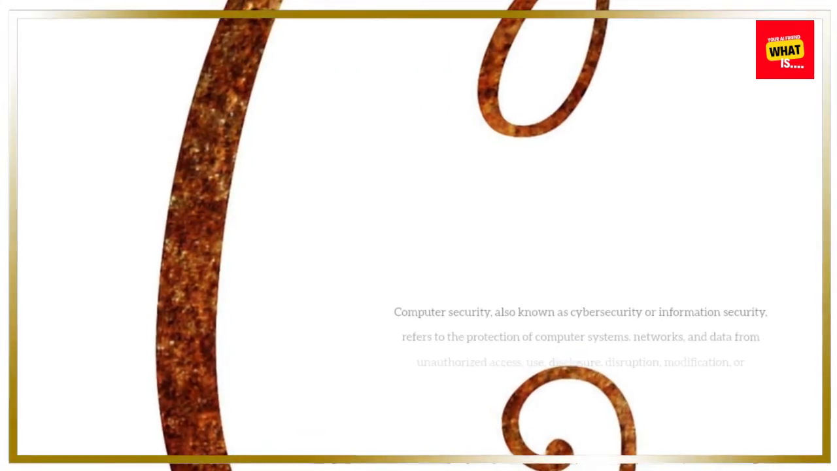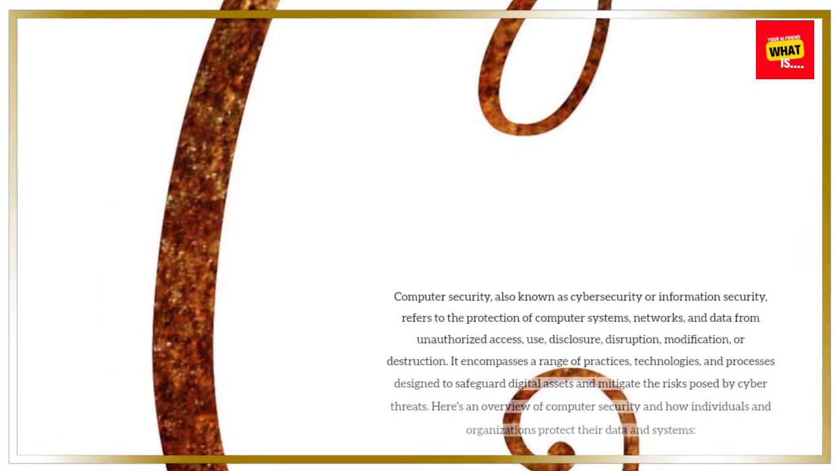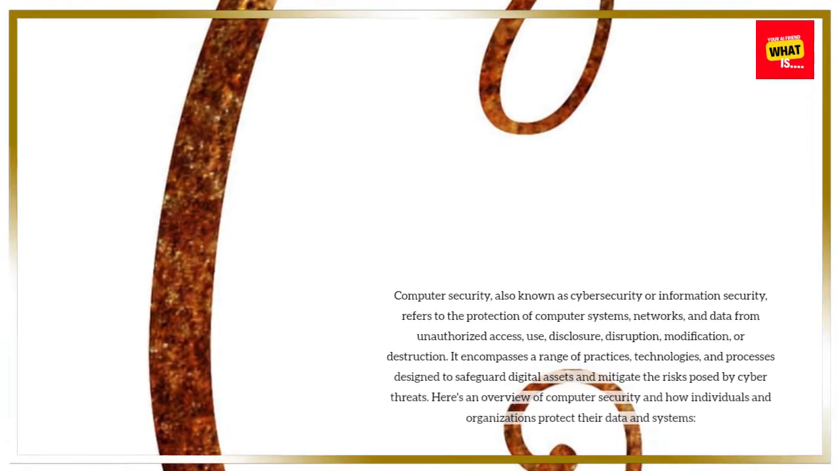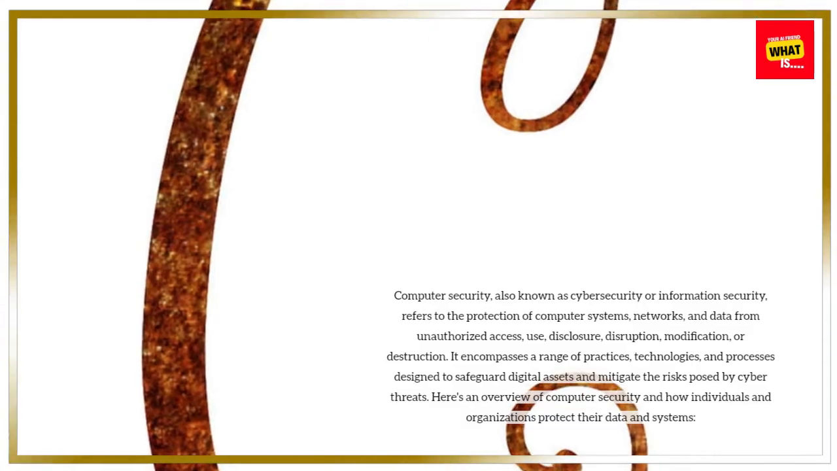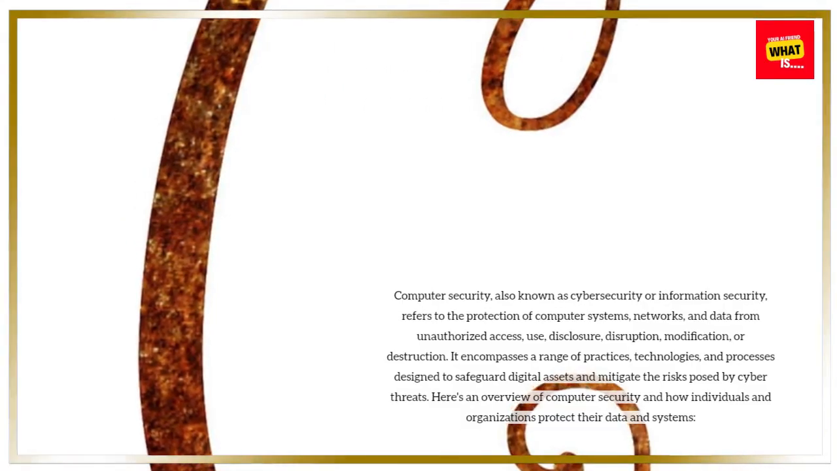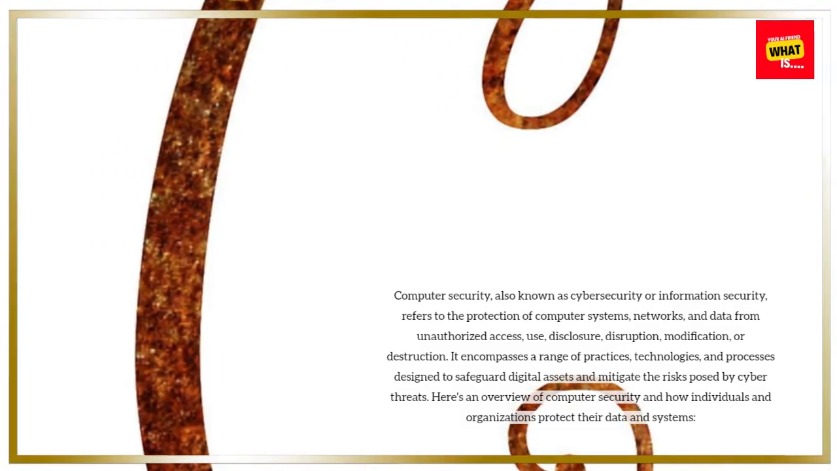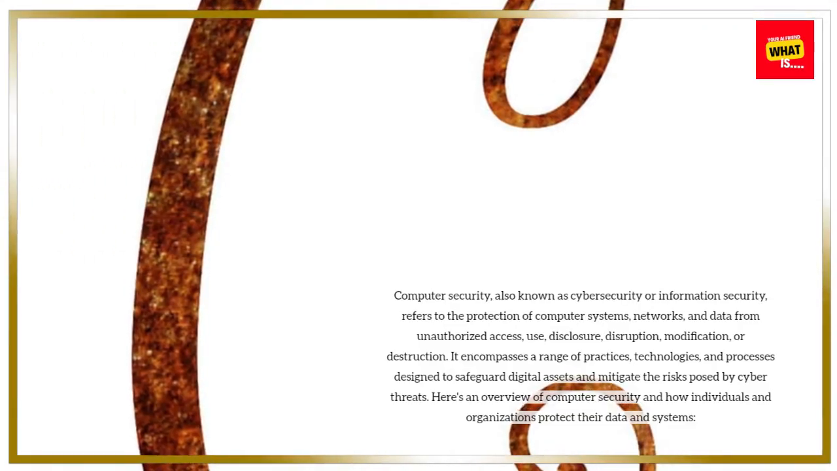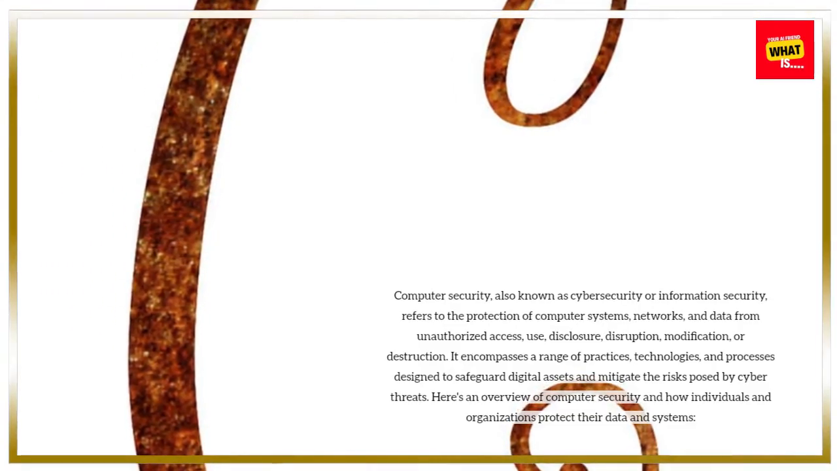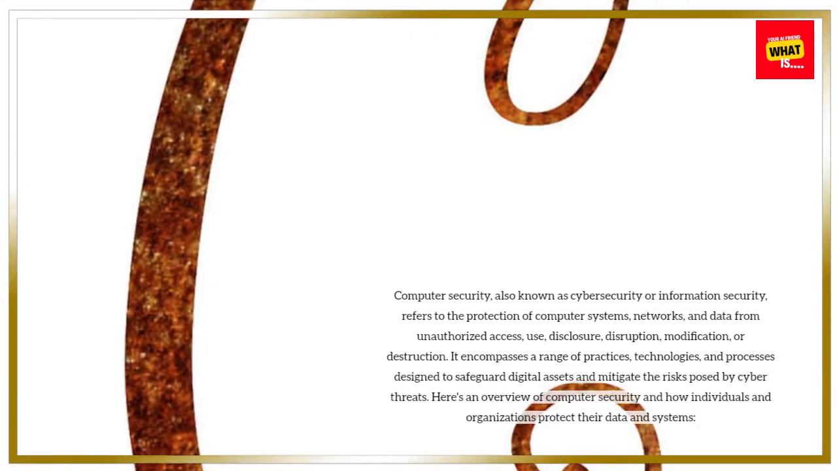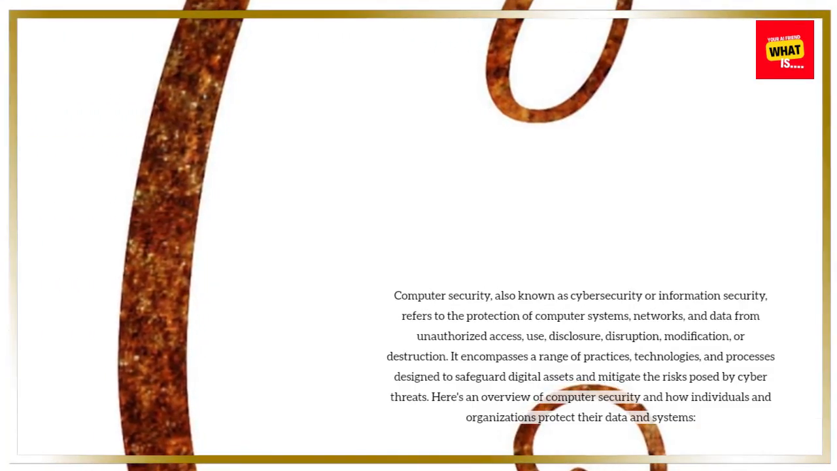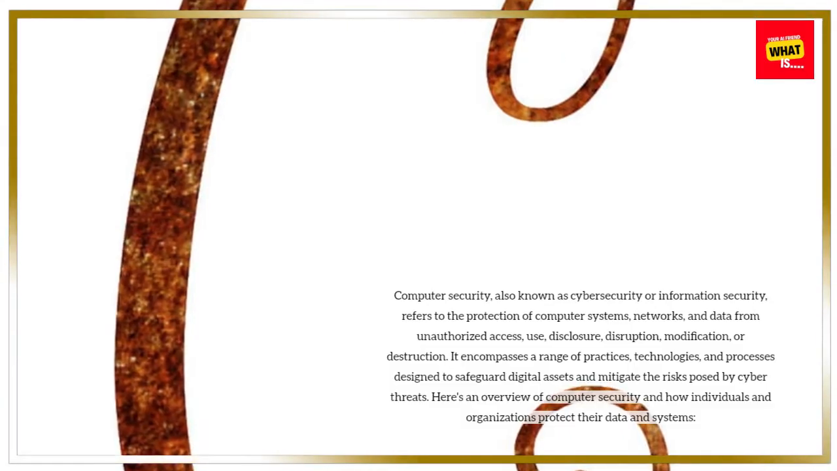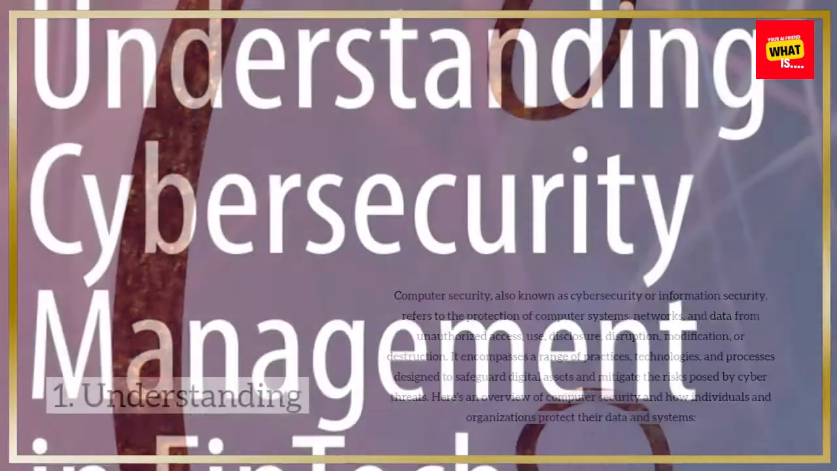Computer security, also known as cybersecurity or information security, refers to the protection of computer systems, networks, and data from unauthorized access, use, disclosure, disruption, modification, or destruction. It encompasses a range of practices, technologies, and processes designed to safeguard digital assets and mitigate the risks posed by cyber threats. Here's an overview of computer security and how individuals and organizations protect their data and systems.